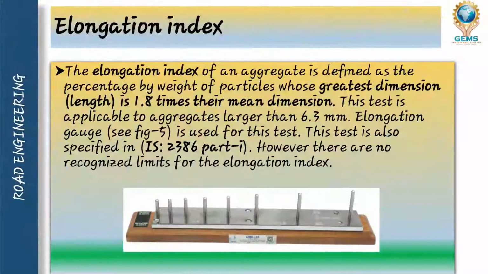Next is elongation index. The elongation index of aggregate is defined as the percentage by weight of particles whose greater dimension, that is length, is 1.8 times their mean dimension. This test is applicable to aggregate larger than 6.3 mm. The elongation gauge is used for this test, and this test is also specified in the Indian Standard; however, there are no recognized limits for the elongation index.